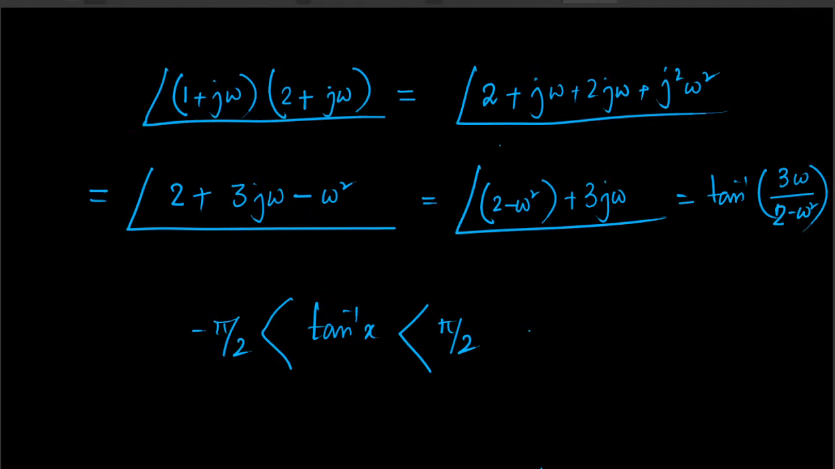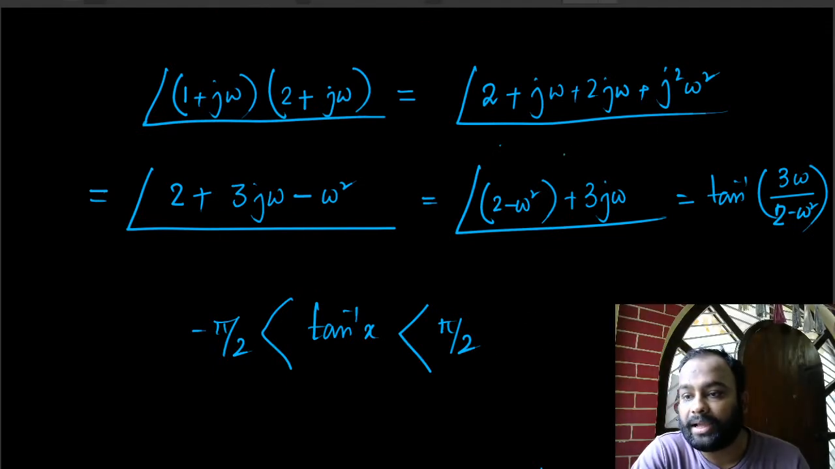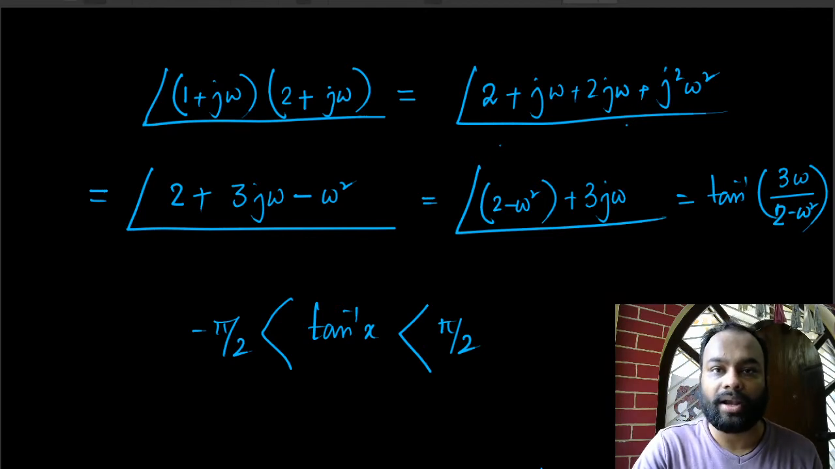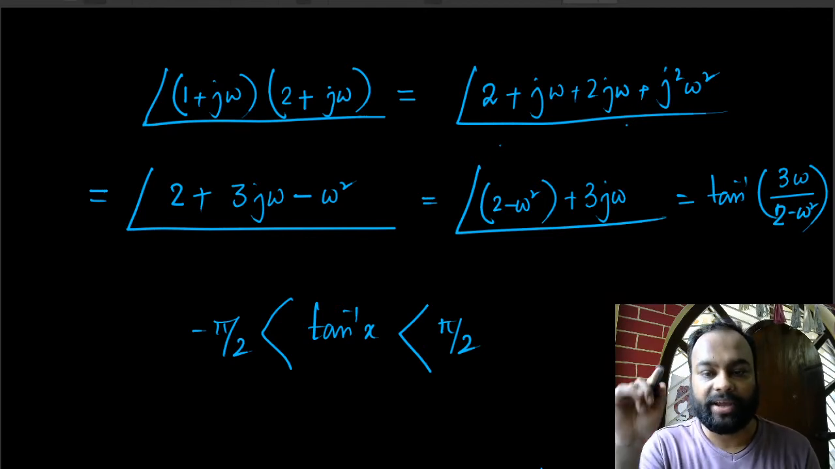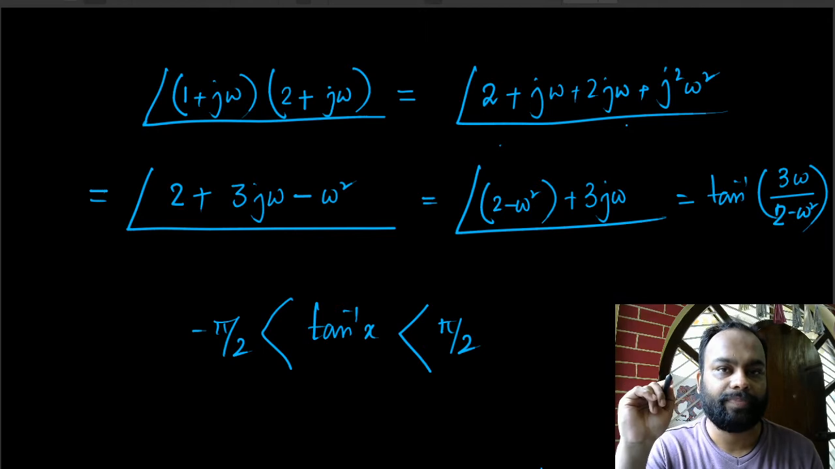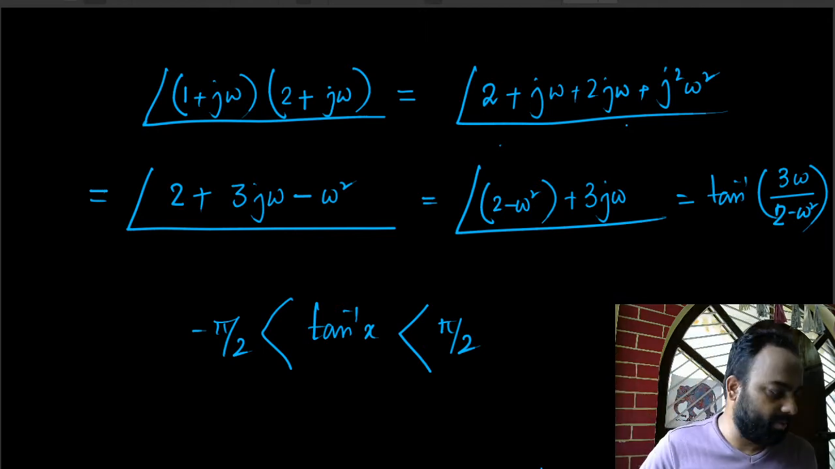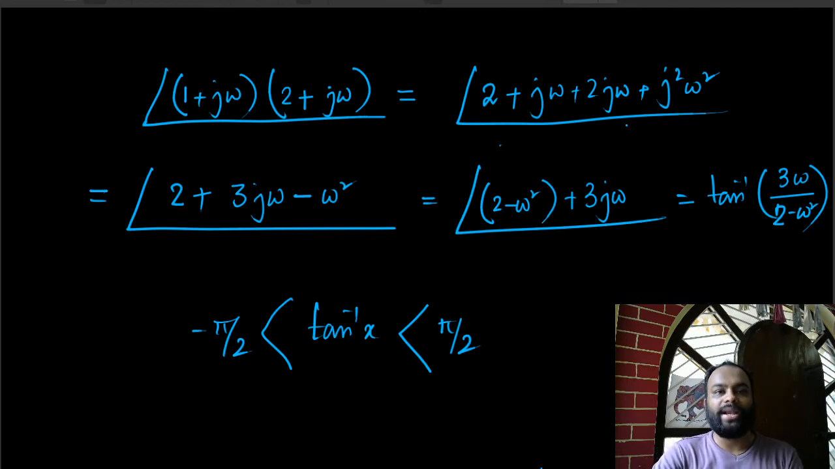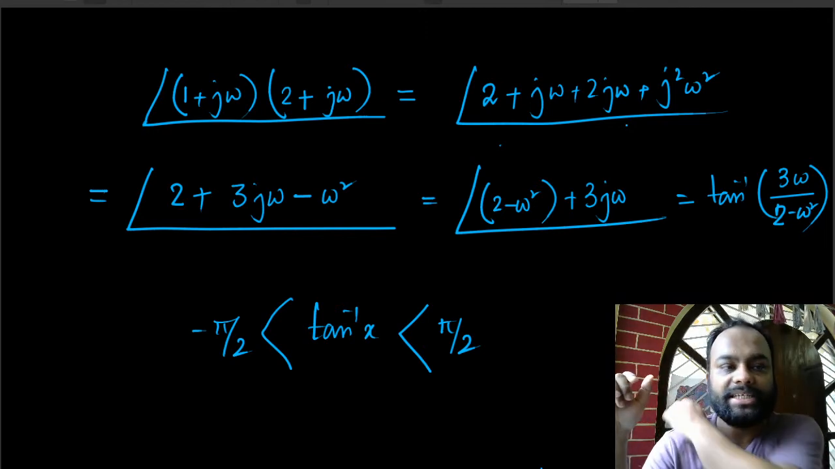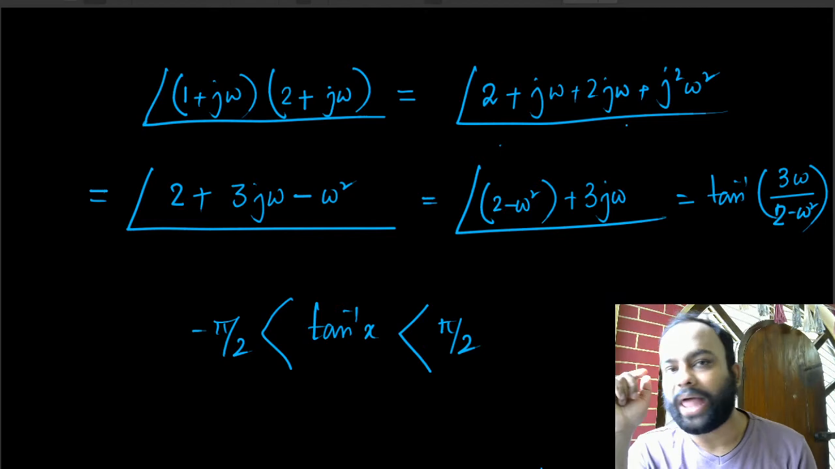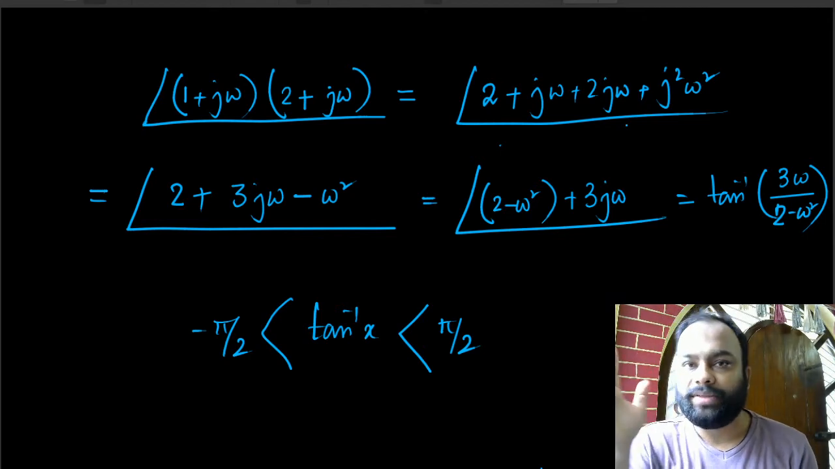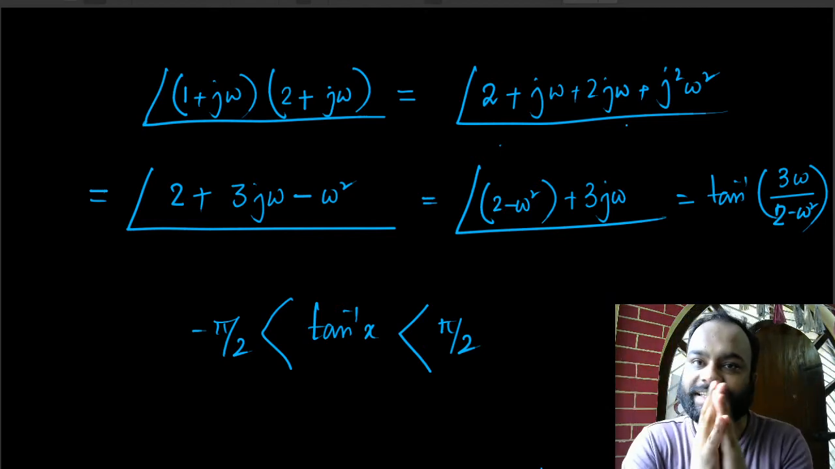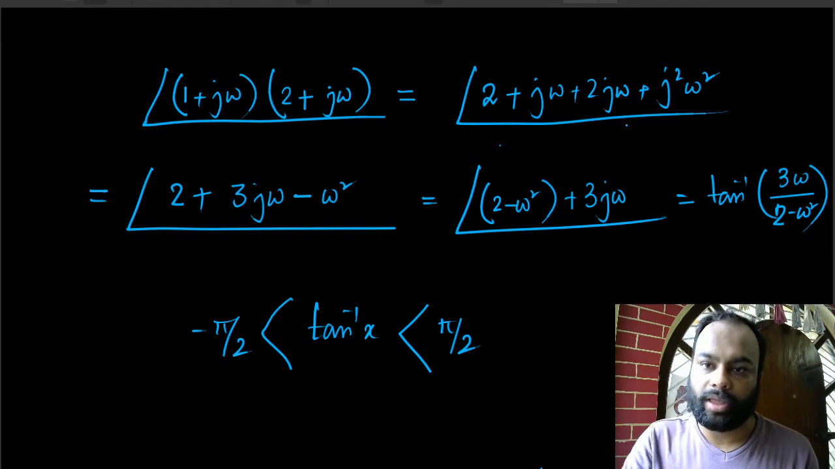But here, since I got rid of that j square by writing minus 1, I have a problem in figuring out the actual phase of the system. You get the point, right? That is why we do not go in a hurry and replace all the j square by minus 1. We do not do that, because if I do that, the information of the phase angle will be kind of lost.